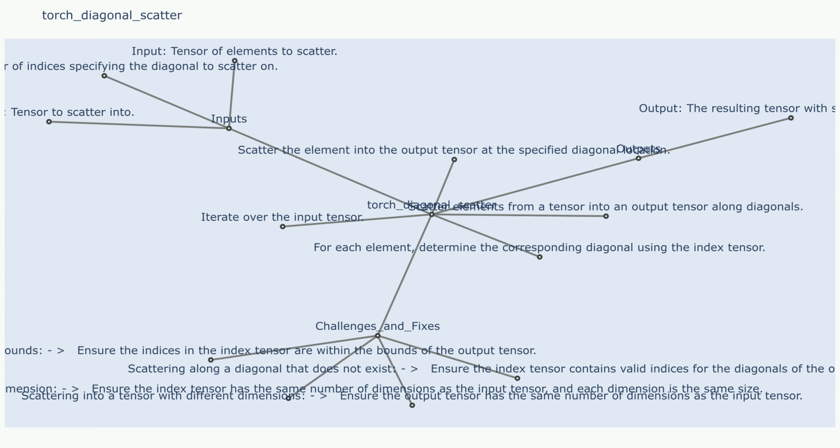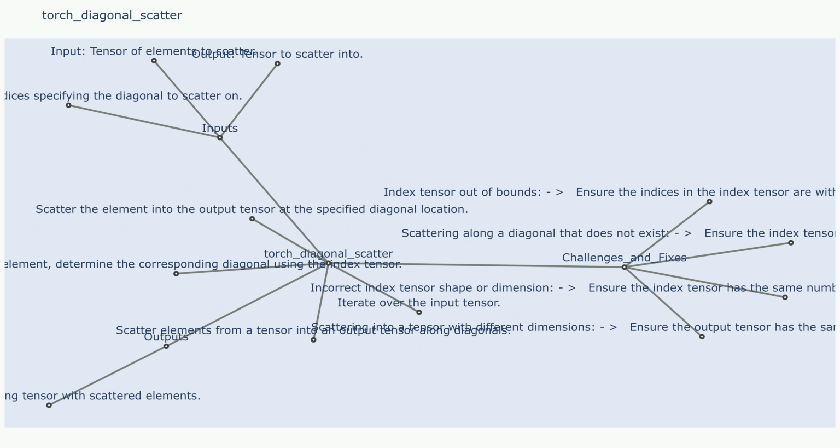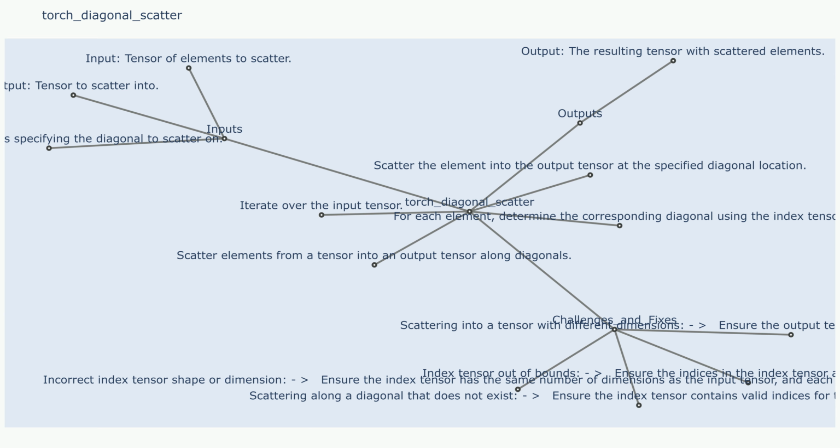Defaults to 0. Outputs. Output: a tensor representing the scattered output. The output tensor has the same shape as the input tensor, except for the dimension along which scattering occurs. Steps: iterate over the indices of the input tensor. For each index, obtain the corresponding value from the input tensor. Place this value at the position specified by the current index in the output tensor. Repeat this process until all elements in the input tensor have been scattered.